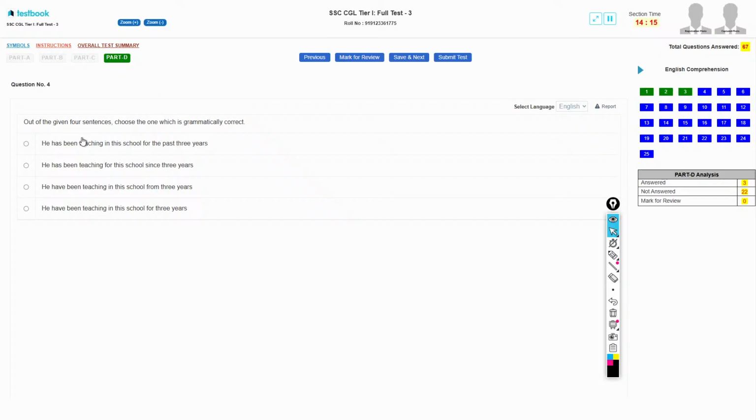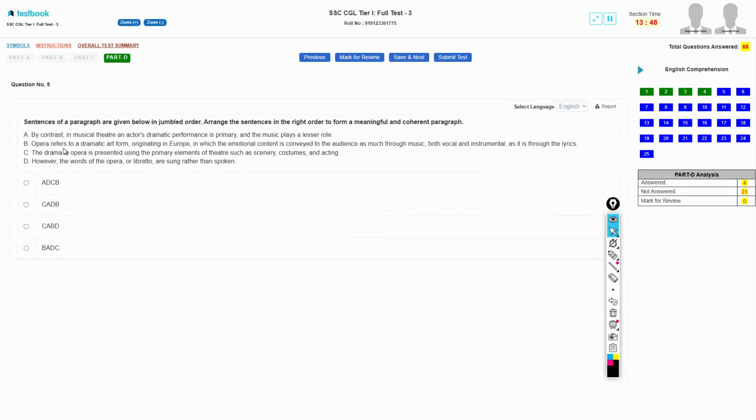Out of the four sentences, choose the one which is grammatically correct. He has been teaching in his school for the past 3 years. He has been teaching school since 3 years. He has been teaching in this school for 3 years. He has been teaching in this school for the past.